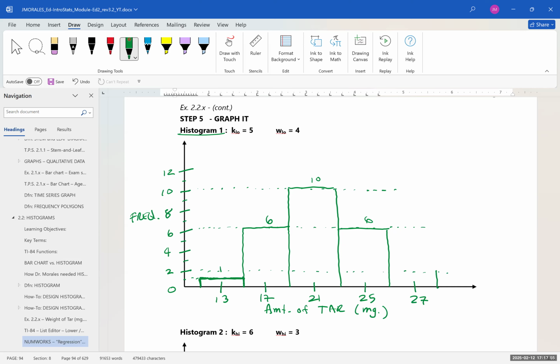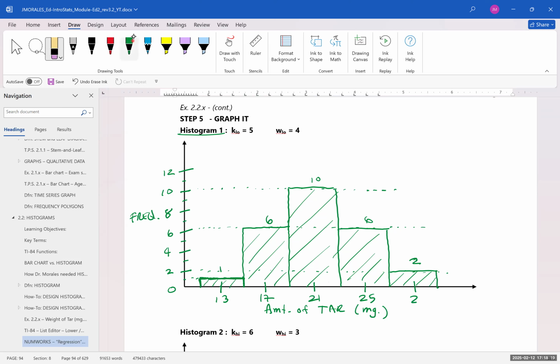So I'm going to come up to a frequency of 2 like that. And there's my histogram. This is histogram 1, which has 5 classes that are 4 wide. And I think I misprinted. Yes, I misprinted. Hopefully you caught it. This should be 29. Now, how did I catch that?